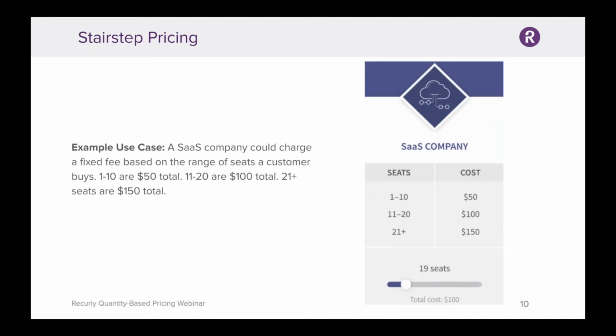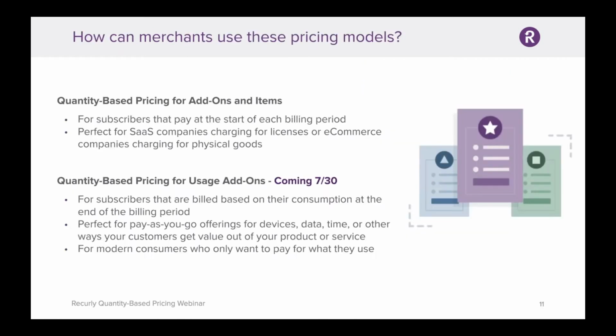So those are the 3 pricing models. There's a couple different places in Recurly where you can leverage these pricing models based off how you want to charge your customers. So as Alex alluded to earlier, we have the item catalog that just released to really organize all of the products and services you sell. We also have add-ons, which are really the same thing.